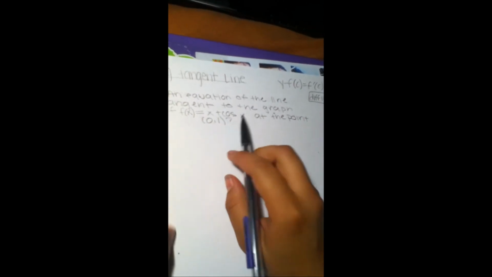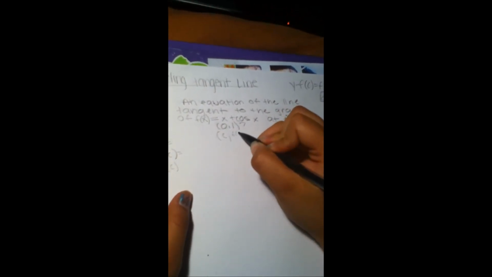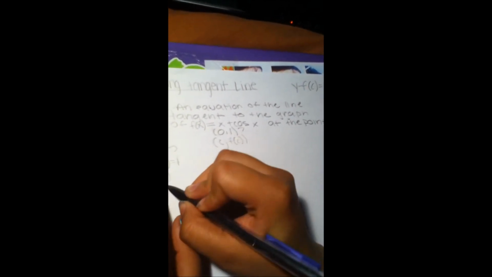for this given function. Moving on to the next, harder level of difficulty. Find an equation of the line tangent to the graph of f of x equals x plus cosine x at the point 0, 1. You have to find these parts in order to find our equation. They have given us the point 0, 1, where we know that c and f of c are given. Therefore, c is 0, f of c is 1, and we're going to find the derivative.